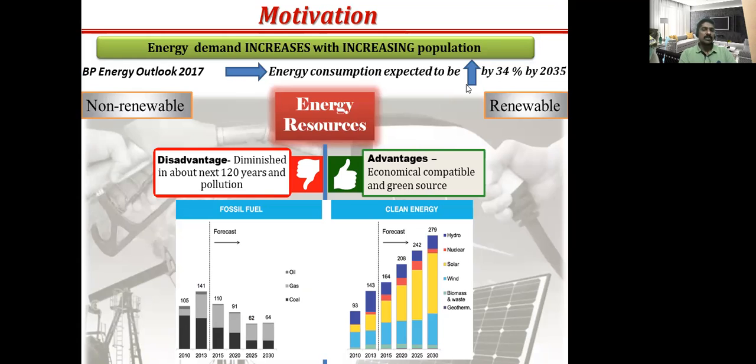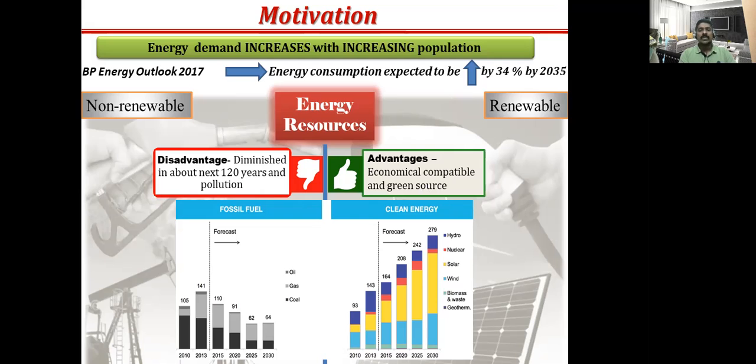There are two types of energy sources, that is, renewable energy sources and non-renewable energy sources. Non-renewable energy sources will be diminished in the next 120 years, and there is a problem of pollution. Renewable energy sources are economically compatible and a green source of energy.